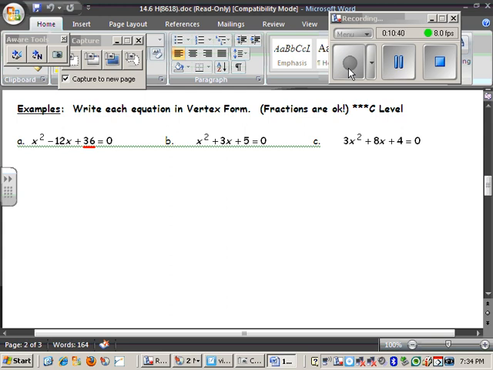To start off with, I need to put it in standard form, and my equation is in standard form. So the next thing I'm going to do is identify my A and my B value. So here my A value is 1, and my B value is -12.